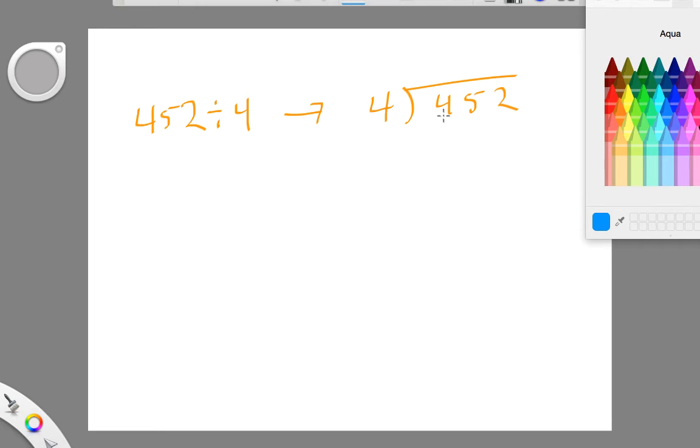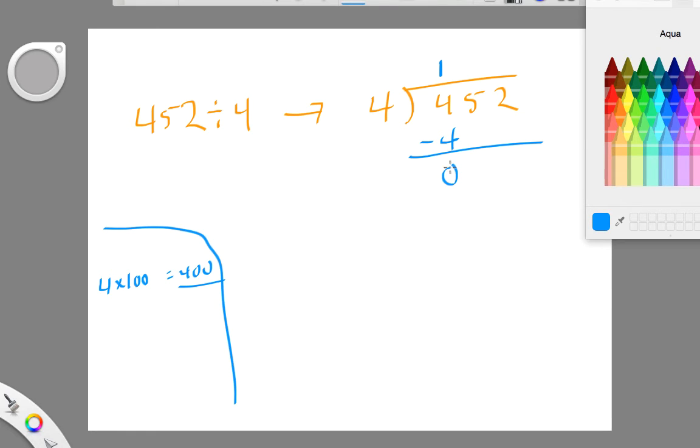Well, does 4 go into 4? Why, yes, it does. How many times? 1 times. And again, this is on the side. That means 4 times 100, because this 1 is in the hundreds place, which is 400. We can ignore it, but we have to understand it. 1 times 4 is 4. Then we subtract. We're really subtracting 400 from 400, and that leaves us with 0 here, but we bring down our 5. This 5 is really a 50.